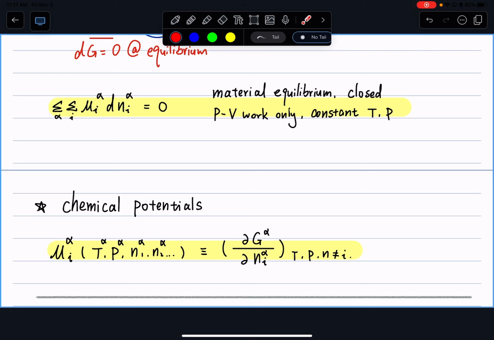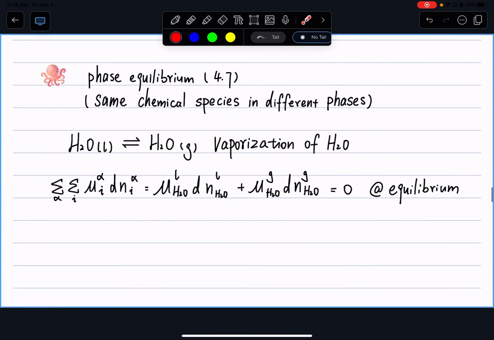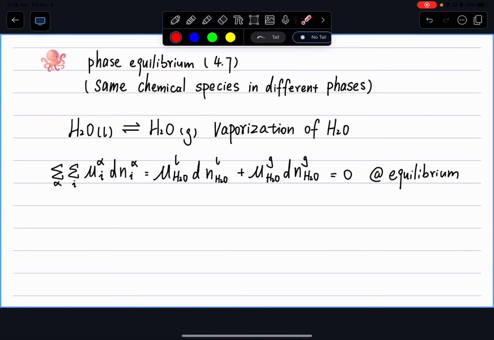And then let's look at the two applications of your chemical potential, which is to describe material equilibrium. So we'll first look at phase equilibrium, and then we'll look at reaction equilibrium together. So phase equilibrium: we're talking about the same chemical species in different phases, right? You can have a vaporization of water from liquid to gas phase. So let's think about an equilibrium situation first, or you can imagine a vaporization of water at your normal boiling point.